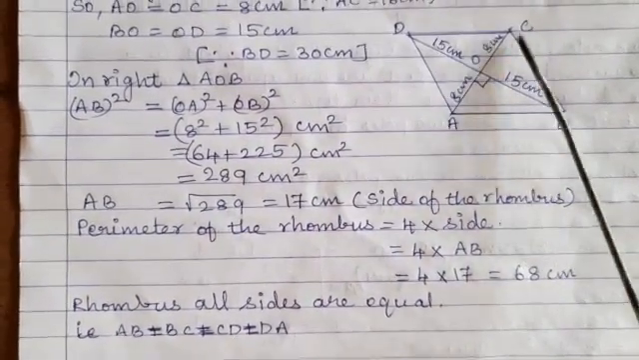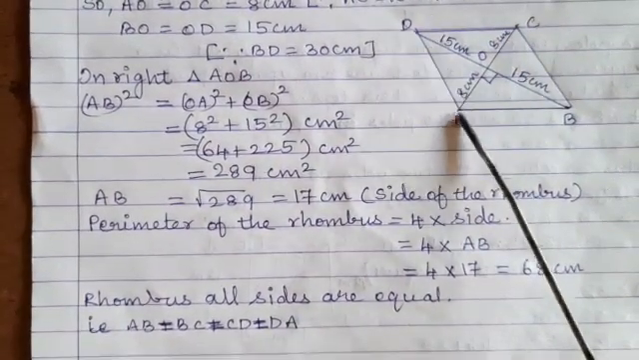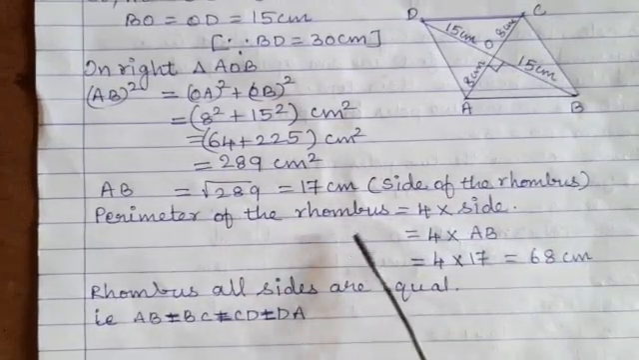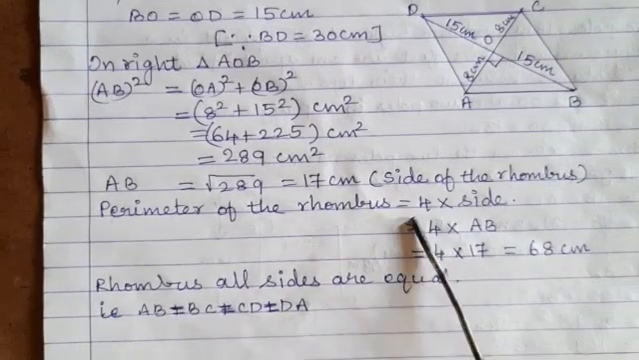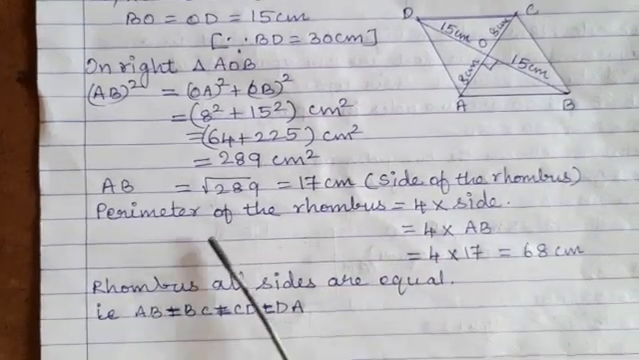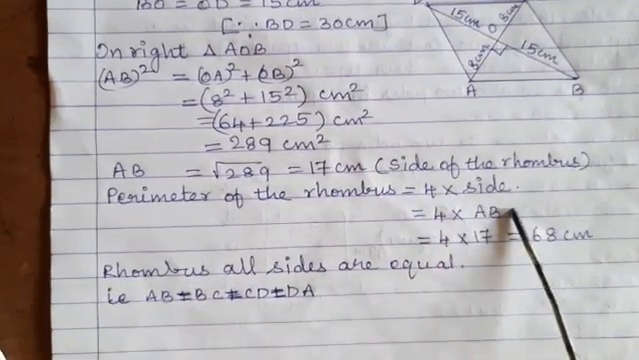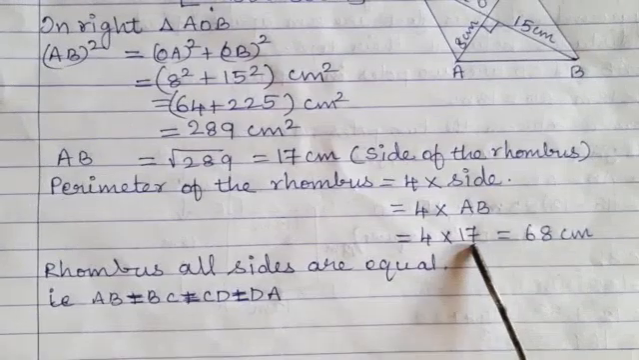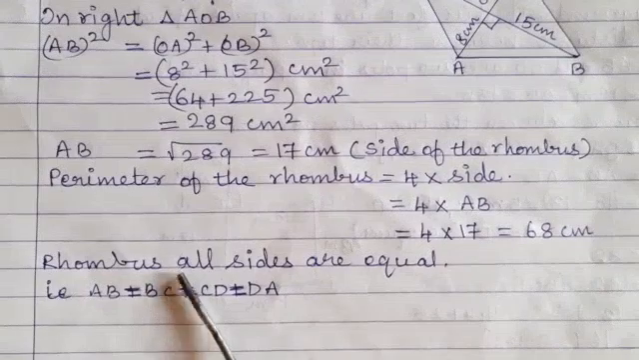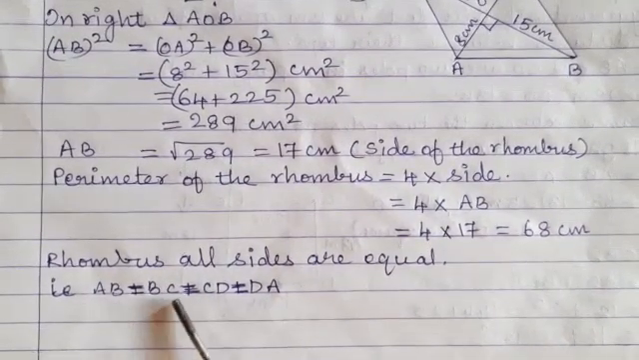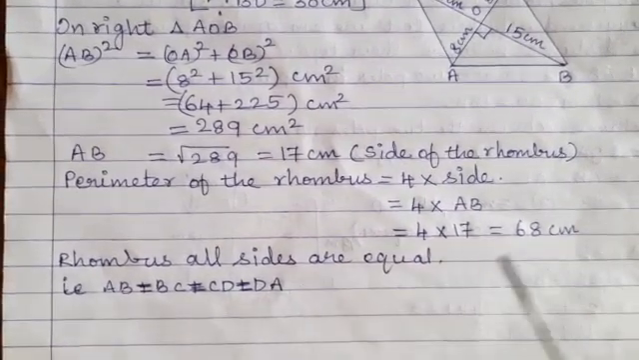You know that all the sides of the rhombus are equal, that is AB equal to BC equal to CD equal to DA. So perimeter of the rhombus equal to 4 into side. All sides are equal. So like square, the perimeter of a square is 4 into side. In the same way, the perimeter of the rhombus is also 4 into side. 4 into AB. The length of AB is 17. That is 4 into 17 equal to 68 centimeter. That is the perimeter of the rhombus.